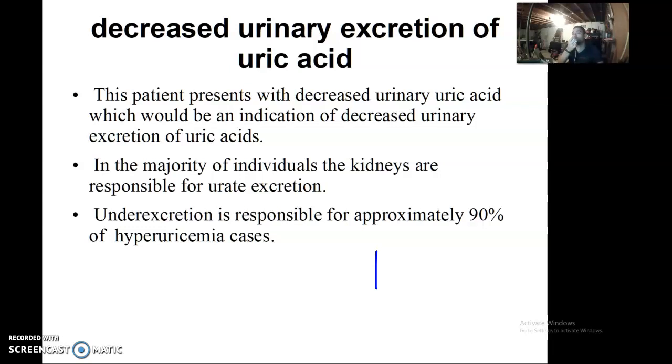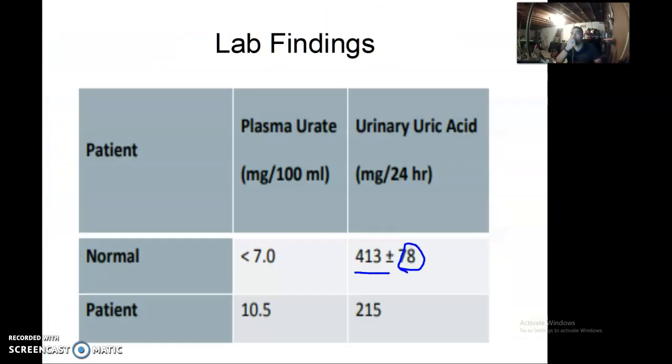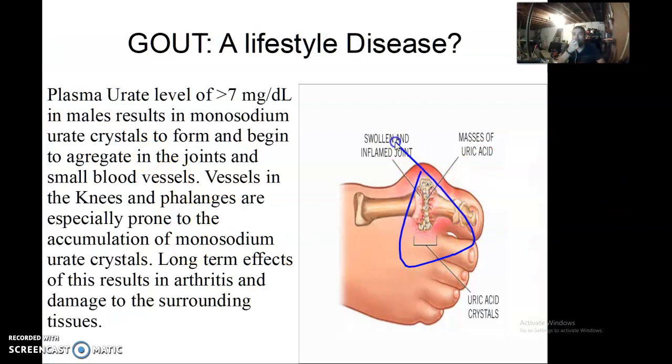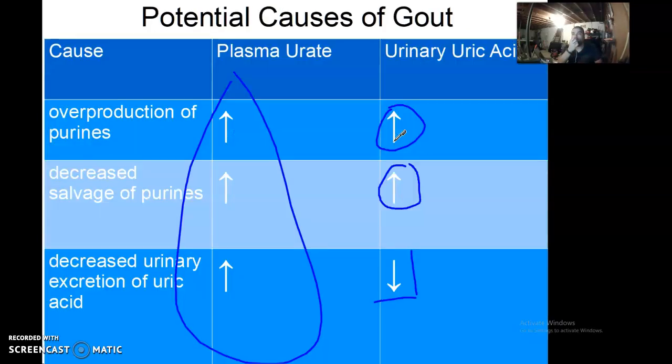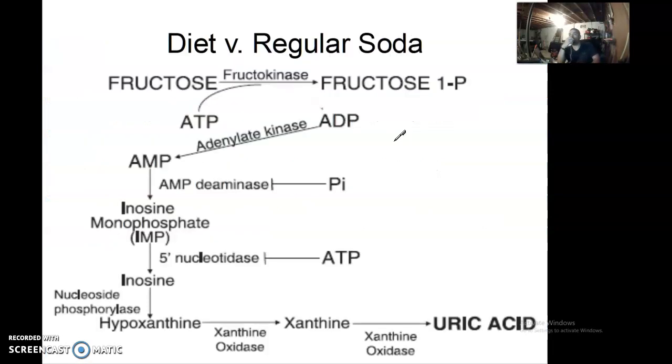That urate ends up causing these crystals, as we discussed here, to build up, and we see gout. So now we talk about how the patient decided to switch from diet to regular soda. Diet soda, this patient was told, is bad for you. The fake sugars are causing issues, cancer, and all sorts of things that we've heard in the news, but he now drinks 5 liters of regular Coke a day.